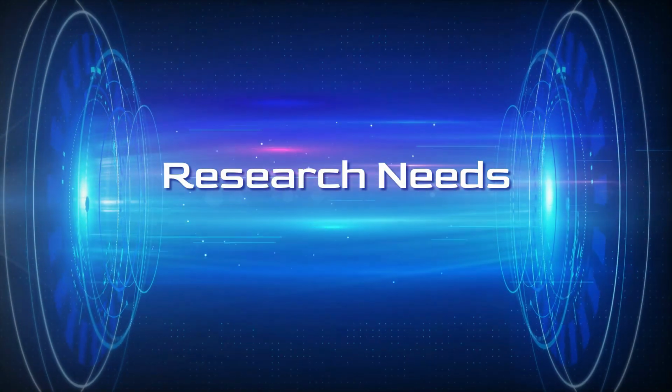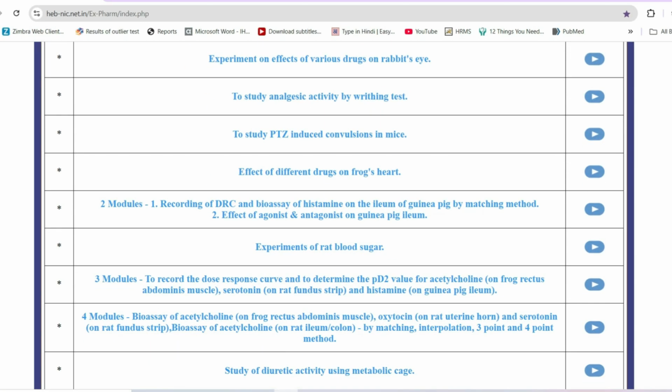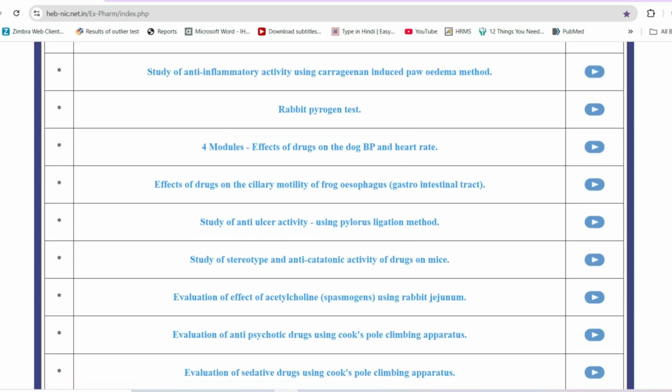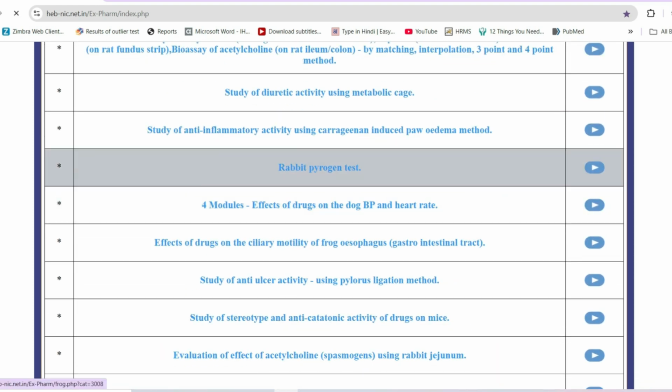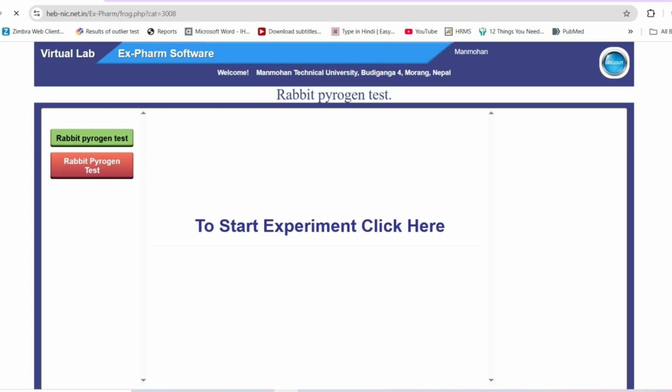In this video we will see the rabbit pyrogen test using Ex-Pharm software simulation. So we will start this video. It will show this type of interface. In this we will click on the rabbit pyrogen test. To start the experiment, click here.